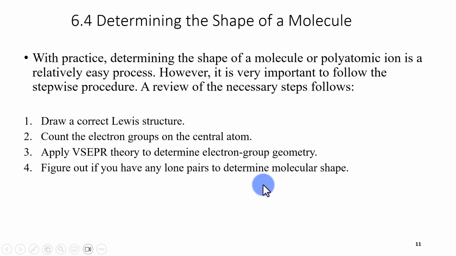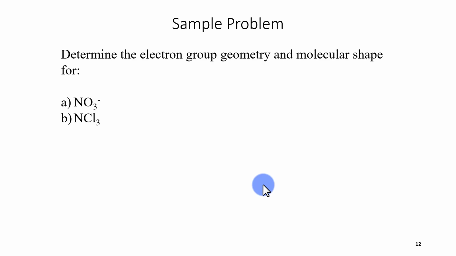Here is a sample problem for you to try. Determine the electron group geometry and the molecular shape for these two molecules. Follow the steps in the previous slide and give this a try. Don't be discouraged if you don't get it the first time. The problems are set up so that you can retry them as many times as possible.